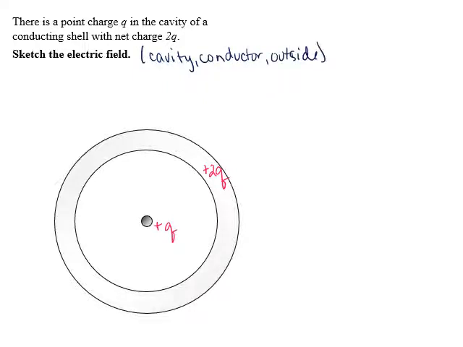For in the cavity, let's look at what we have in the cavity. The only thing we have in the cavity is a point charge, and we know what the electric field looks like around a point charge. The electric field comes out of the positive charge and spreads out radially. I'm going to draw 8 lines just because it's nice and symmetric.